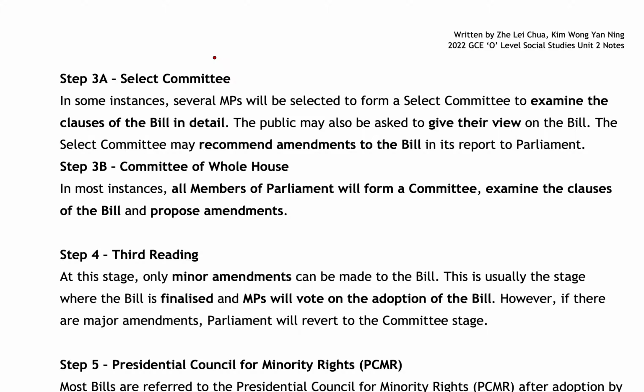In some instances, select committees are formed. So only several MPs will be convened and they will talk about this bill amongst themselves in this select committee.